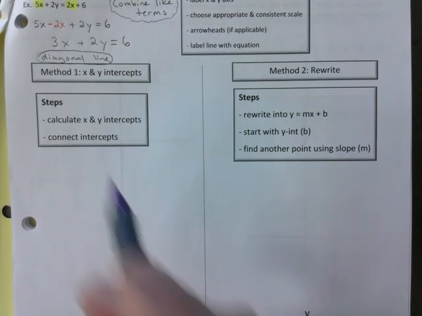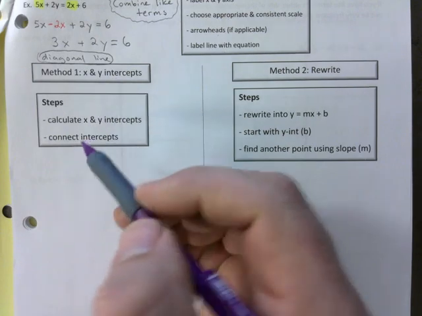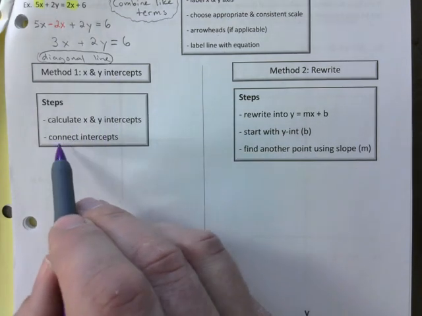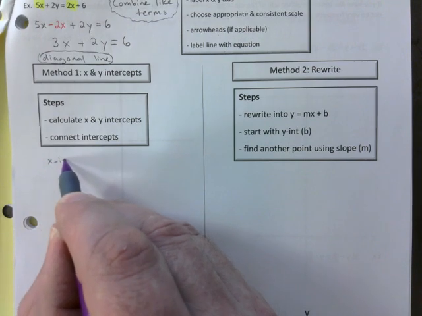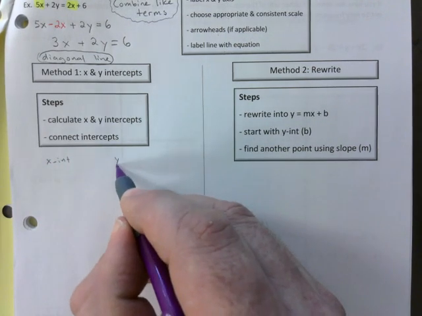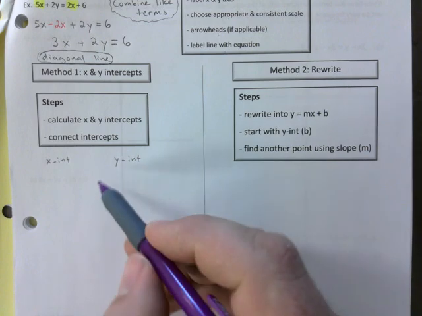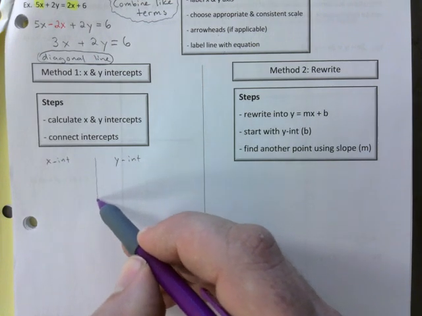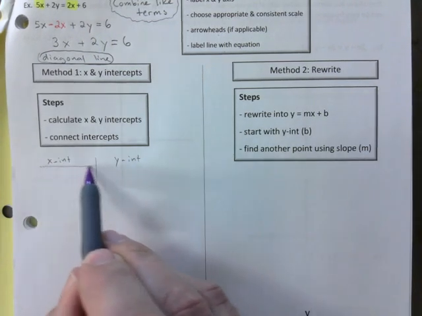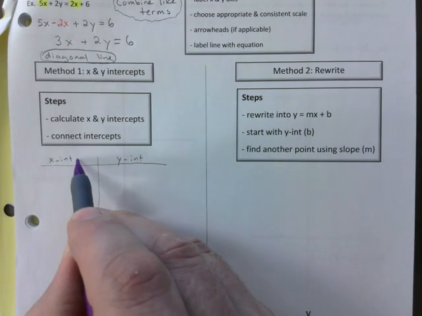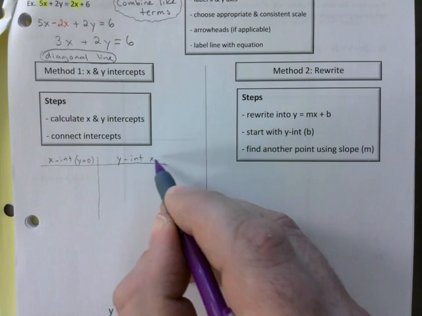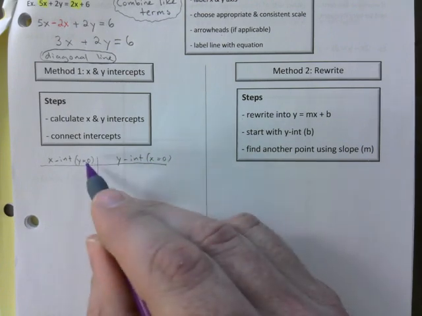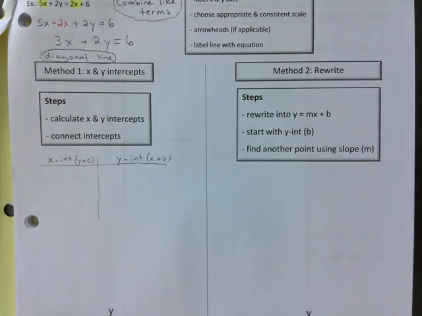Method 1 is find the x and the y intercepts, calculate the intercepts, and then connect those. So this is how I do it, and I teach it the exact same way in IAPR if you were with me. I don't think anybody in here was, but you dodged a bullet. Right? X-intercept, y is equal to 0. Y-intercept, x is equal to 0. Just for now, I'm going to make that note there.